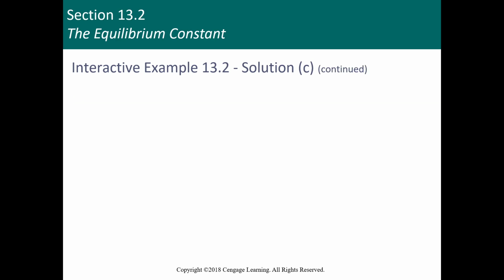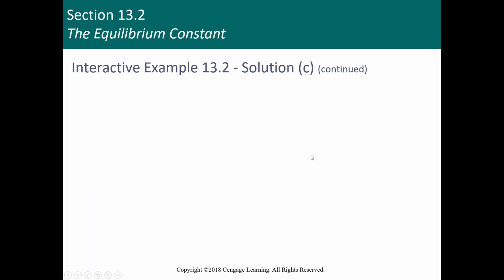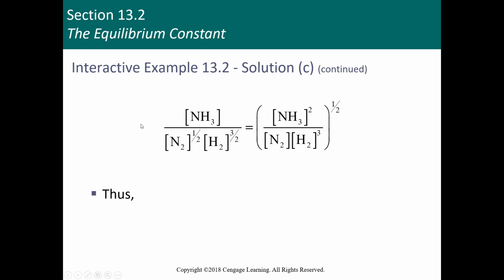So, we take this, and right there is our answer to problem C, which would be, again, product over reactant. We take this to the half, 3/2. All right, if we compare that to A, you will notice what we've done is when we halved all of our coefficients, we also took K to the power of 1/2. That's actually what that does.